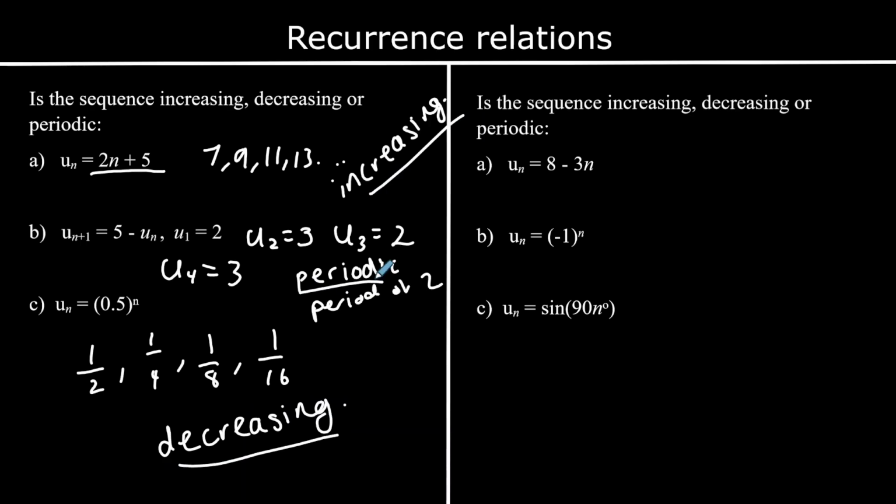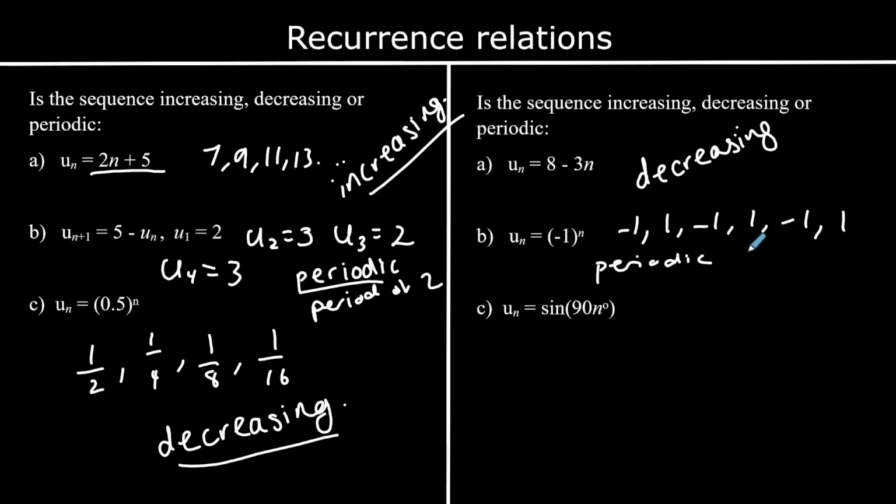3 for you to try. Give it a go. So the first one, arithmetic, common difference of -3. It's decreasing. It's going down by 3 each time. The second one, -1 to the power of n. So it's going to be -1, then 1, then -1, then 1, then -1, then 1. So it's periodic. And it's got a period of 2 again. You can say it's periodic with order 2.